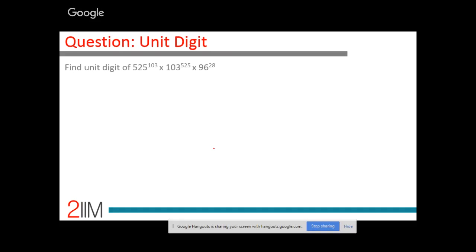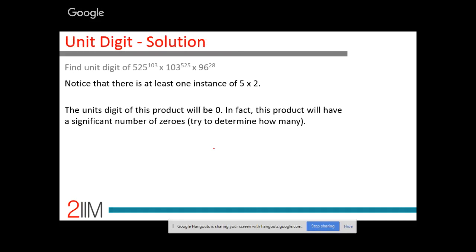What's the answer? 0. And a proper freebie. 525 power 103. There's a 96 power 28. Multiple of 5 into an even number. 0.